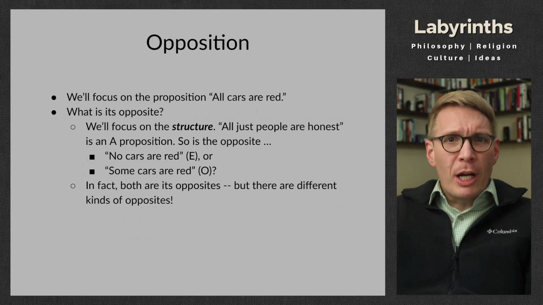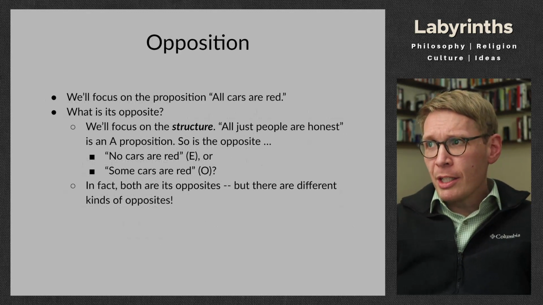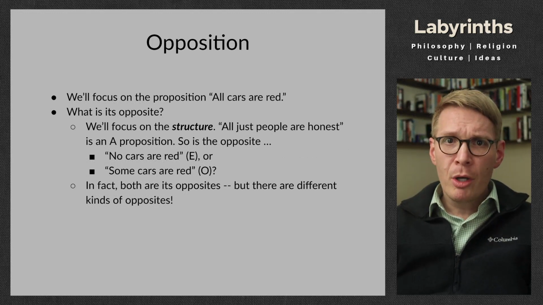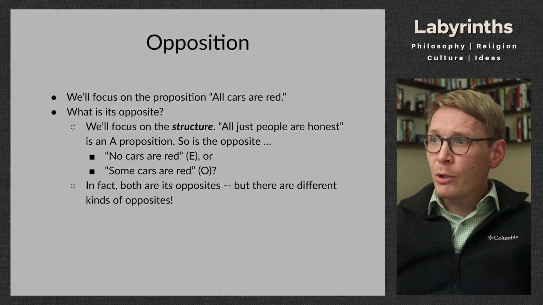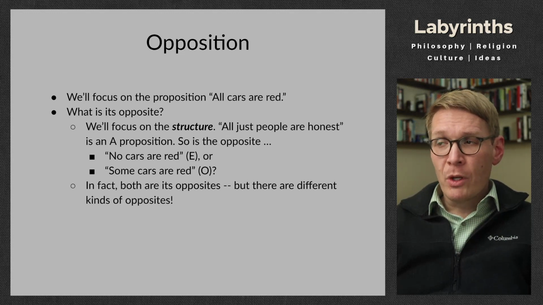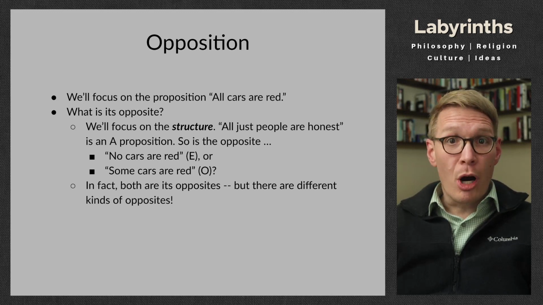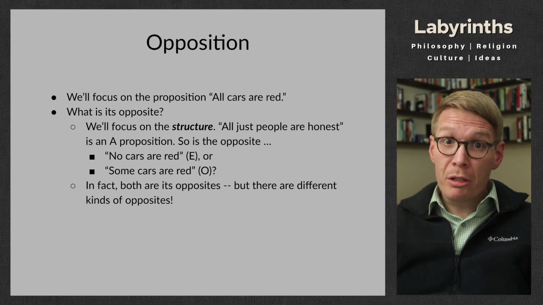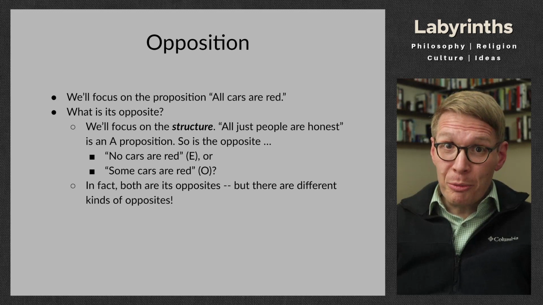Okay, let's talk about opposition. That's our task in these remarks, focusing on the proposition, all cars are red. Okay, so I want to know, what is the opposite of the statement, all cars are red? Statement, I should say, the proposition. We'll focus on the structure of the proposition. So this should say, all cars are red is an A proposition. Question then, is the opposite of this proposition, all cars are red, no cars are red, which seems to oppose it, right? Or some cars are, in fact, red, right? Which also seems to oppose it.